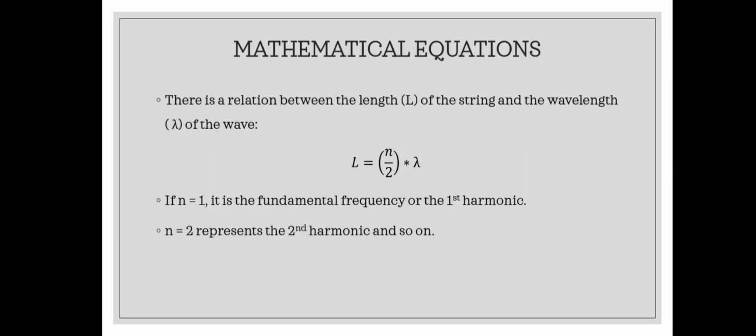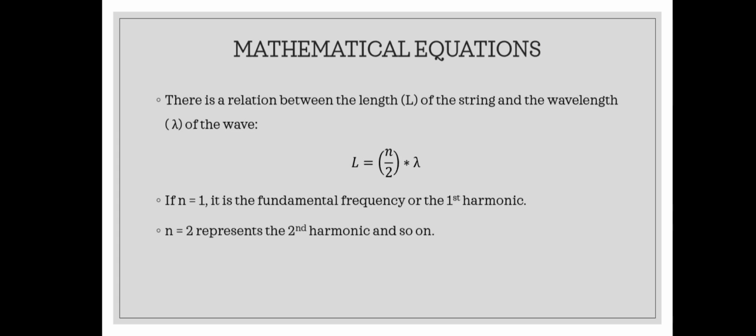So now let's look at some mathematical relation between the length of the string and the wavelength of the wave. They are given by this relation, L equals n over 2 times lambda, where L is the length of the string, lambda is the wavelength of the wave. Now n is an integer starting from 1 to infinity. So if n equals 1, it is the fundamental frequency or the first harmonic. n equals 2 represents the second harmonic or the first overtone. And n equals 3 represents the third harmonic or the second overtone, and this goes on and on.